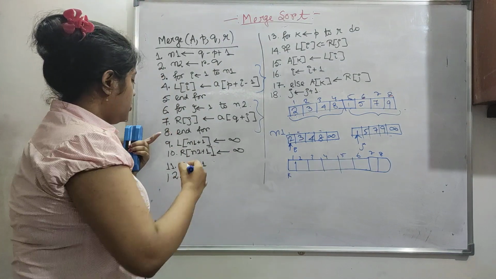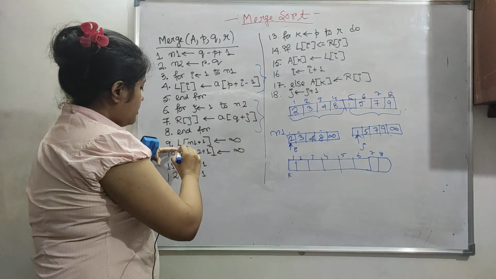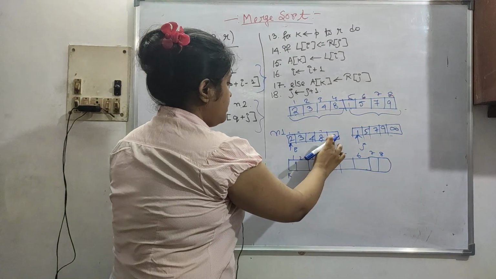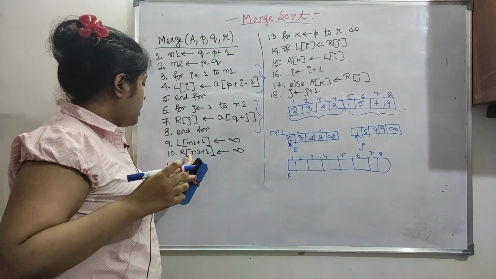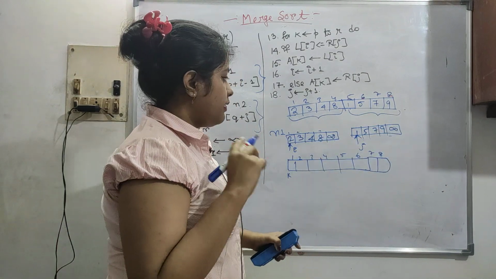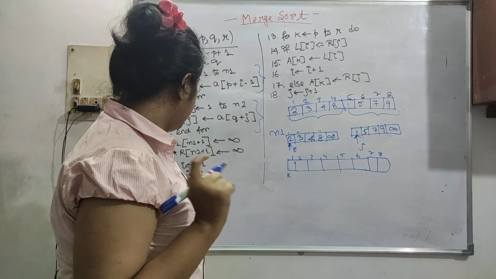So now end for, the for loop is ended. Now L of n1 plus 1, the last part I have already put it, so infinity is added here. Also R of n2 plus 1, infinity is added at the end, after n2 and n1 the list, infinity is added. Why, I will tell you later.